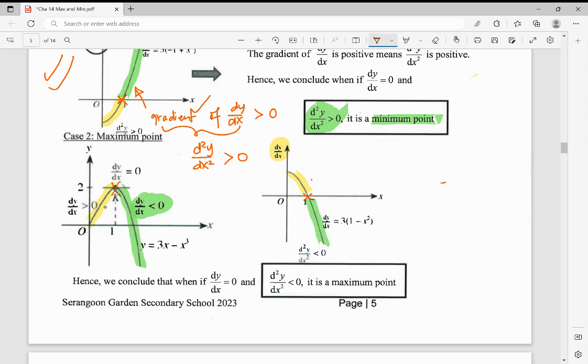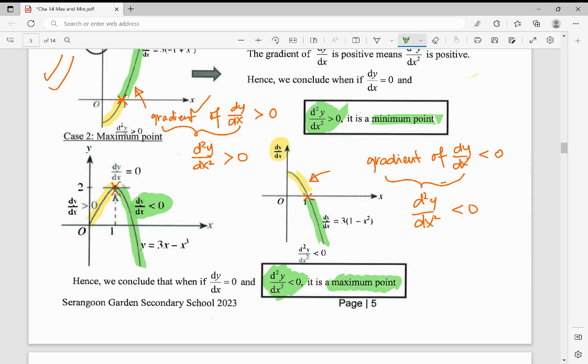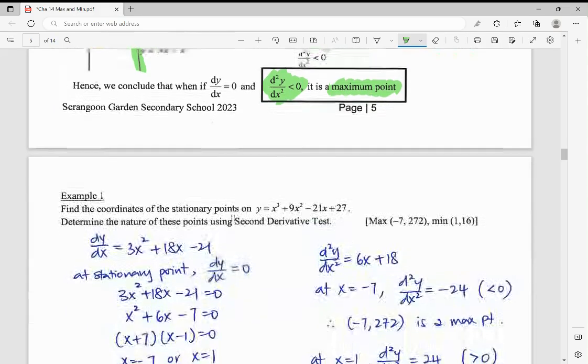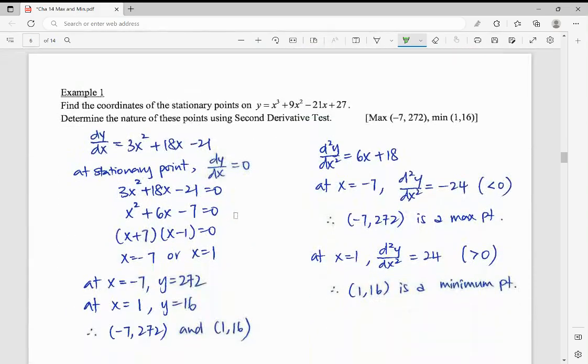As you can see, this graph is dy/dx. The gradient of dy/dx is negative. And the gradient of dy/dx is your second derivative, and it's less than 0. So we can conclude that if my second derivative is less than 0, then it is a maximum point. With this, we can now take a look at example 1.